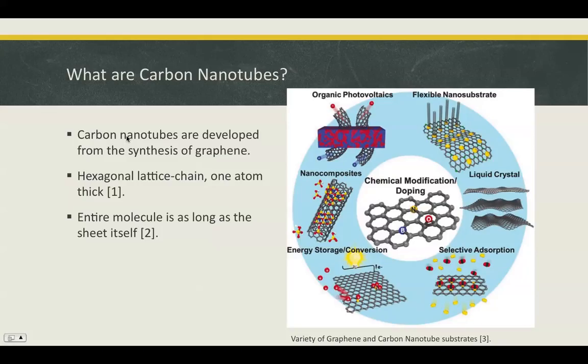Carbon nanotubes are developed from the synthesis of graphene, which is one type of molecular compound of carbon. The carbon atoms are in a hexagonal lattice chain sheet, one atom thick. The entire length of the molecule is as long as the sheet itself.